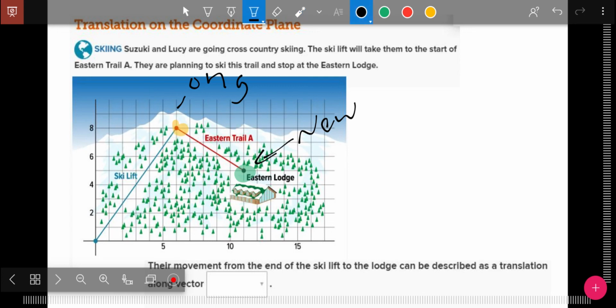And so I know in my vector, they went right 5. And then they went down 1, 2, 3. Or you can think of this is 8 and this is 5. So they went down 3. Going down is negative. And so that's the vector.